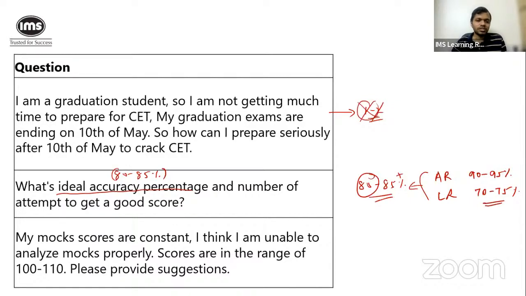My mock scores are constant. I think I'm unable to analyze mocks properly. Scores are in the range of 100 to 110. Please provide suggestions.